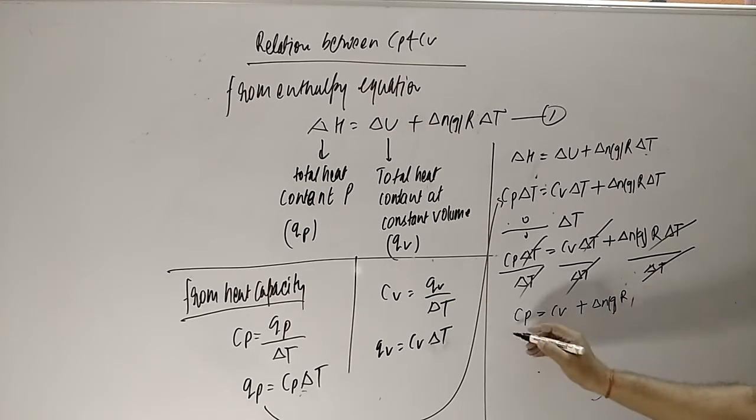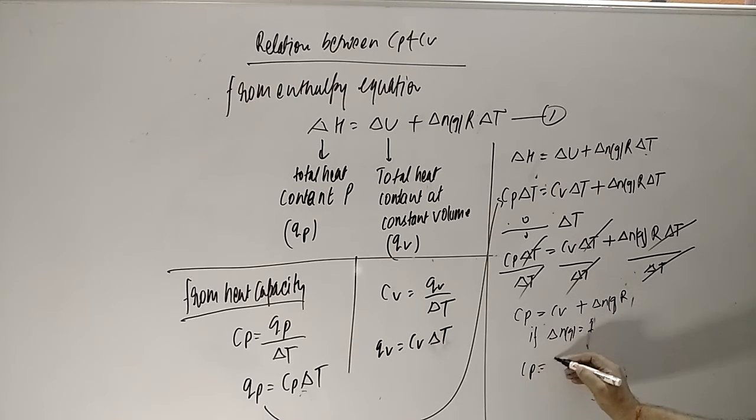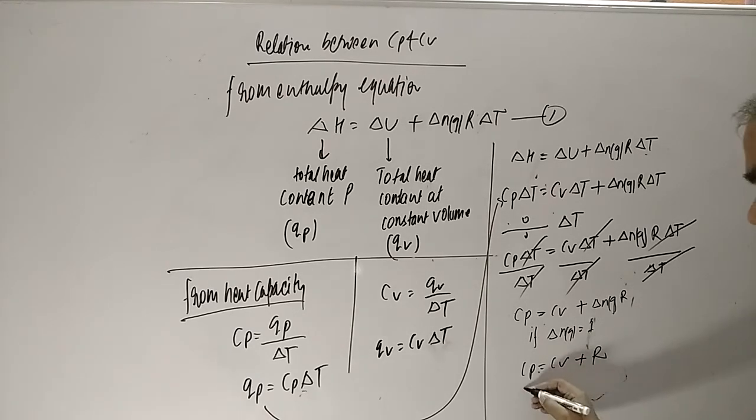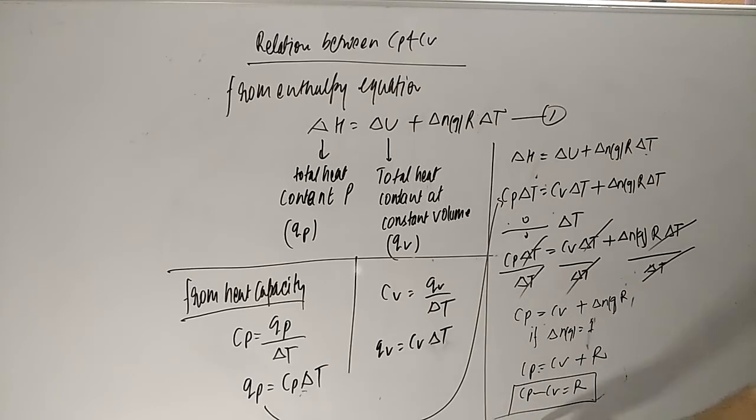If delta Ng is equal to 1, then Cp is equal to Cv plus R. Or you can write Cp minus Cv is equal to R. This is our equation. Cp means heat capacity at constant pressure, and Cv means heat capacity at constant volume. So the difference of heat capacity at constant pressure and constant volume is R.